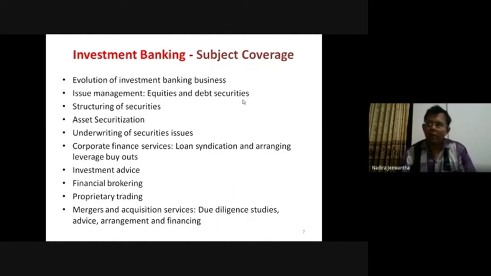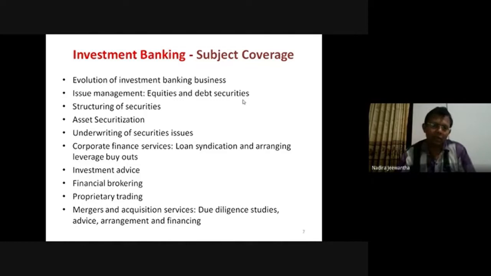So the corporate finance service, loan syndication: if one bank can't give one loan, then you get together and give. That's loan syndication. More syndicated loans can generally be seen in the foreign markets, right? We don't see much in local markets in loan syndication, but there are some occasions.